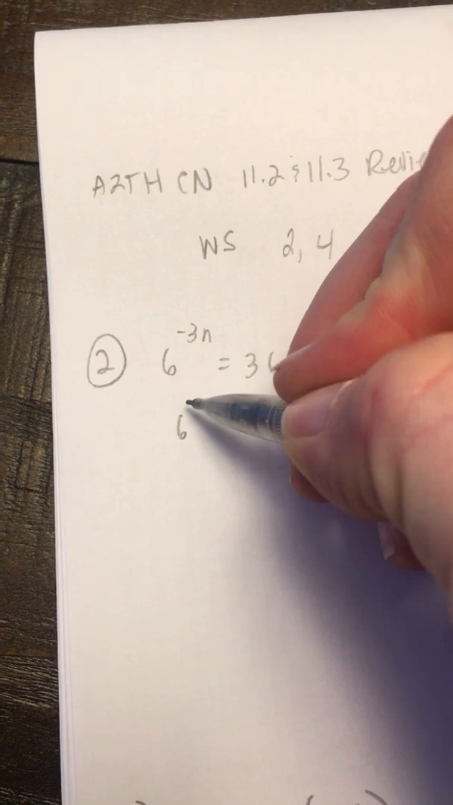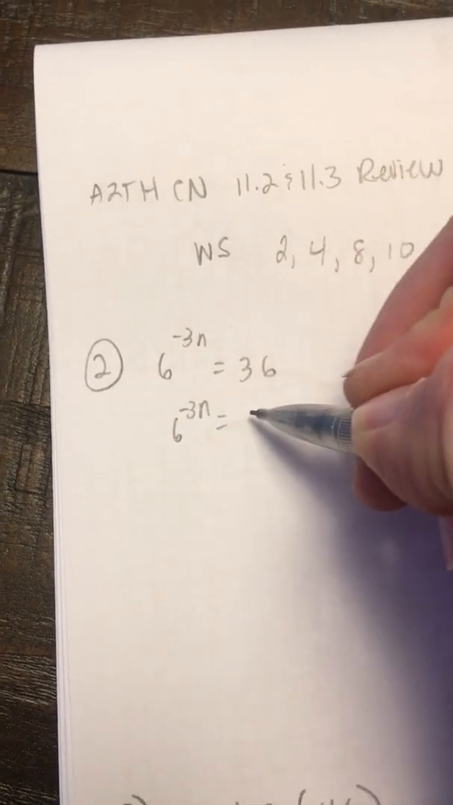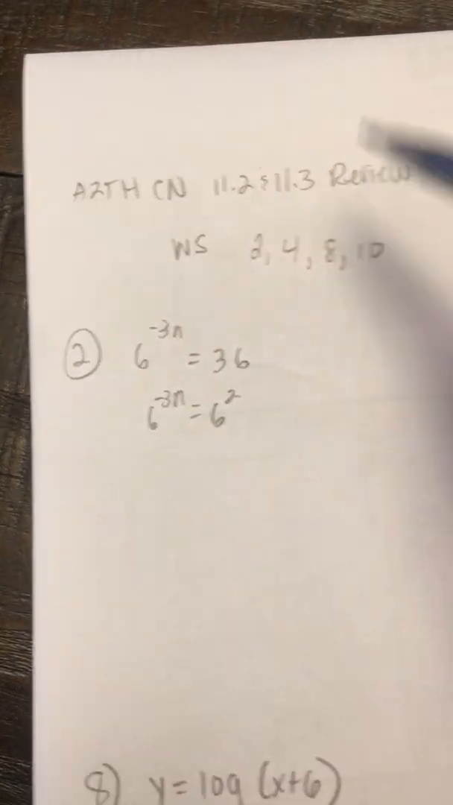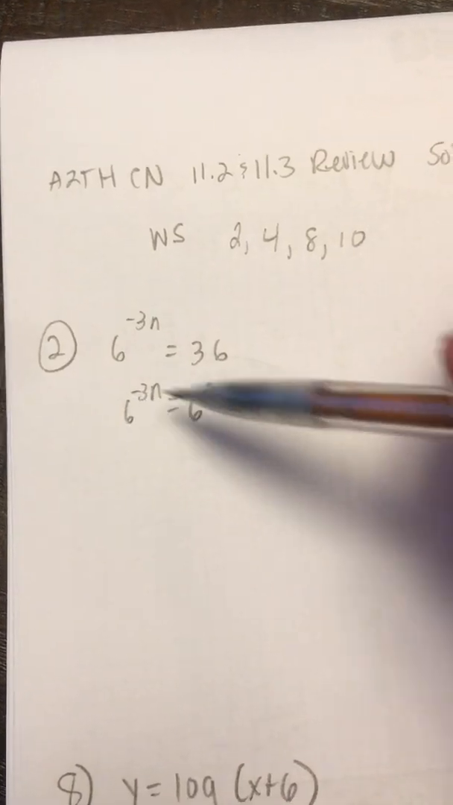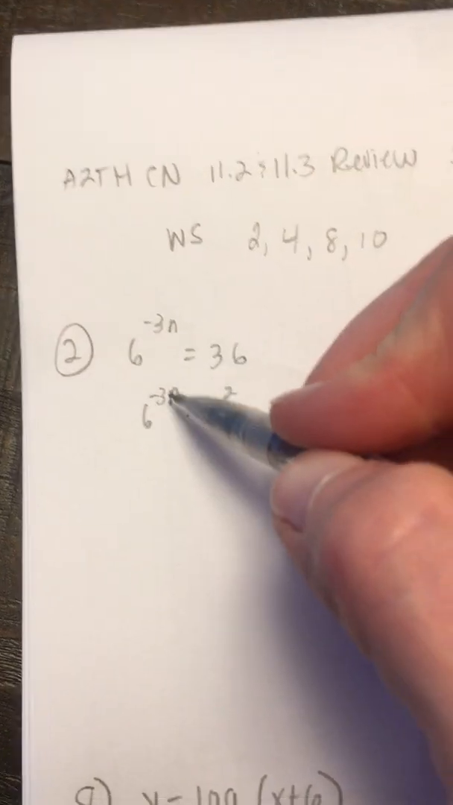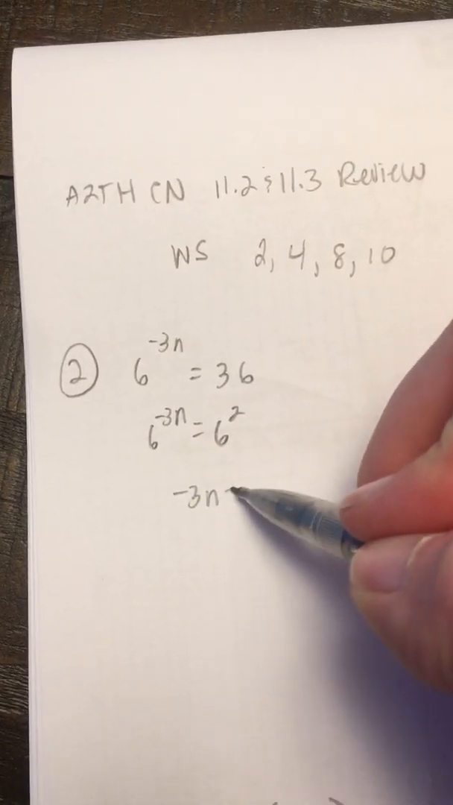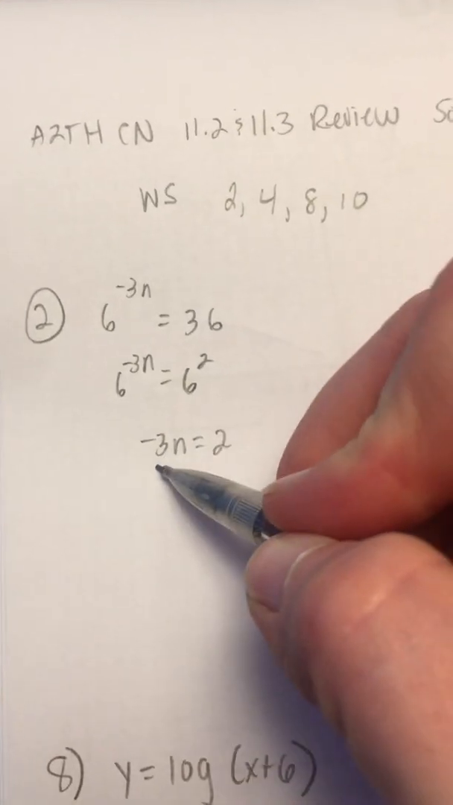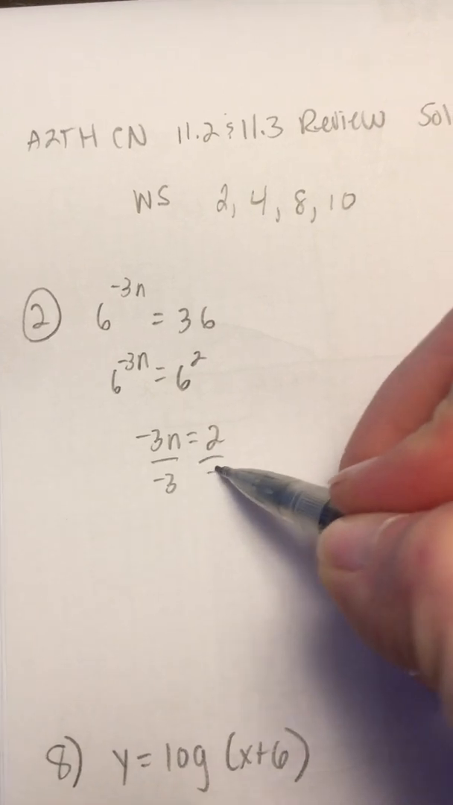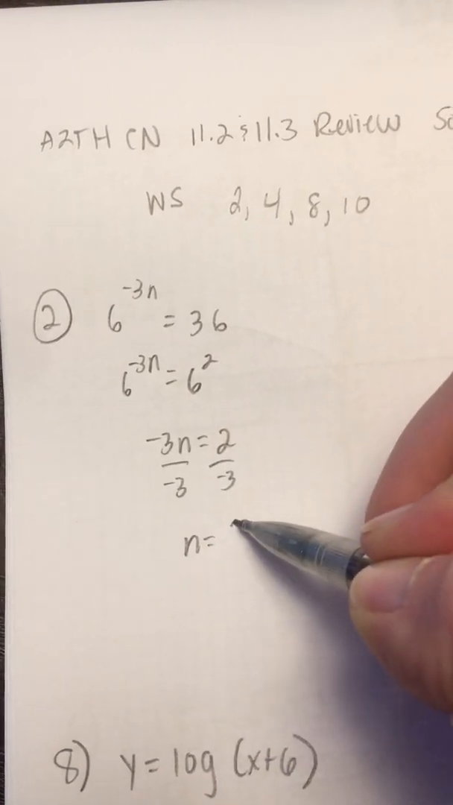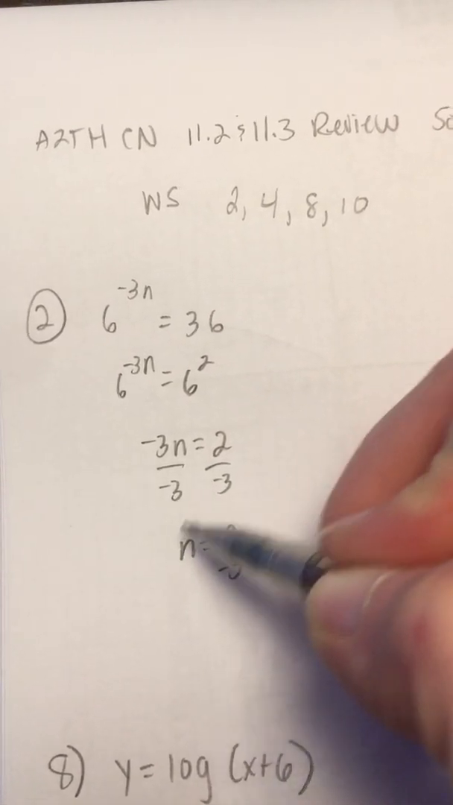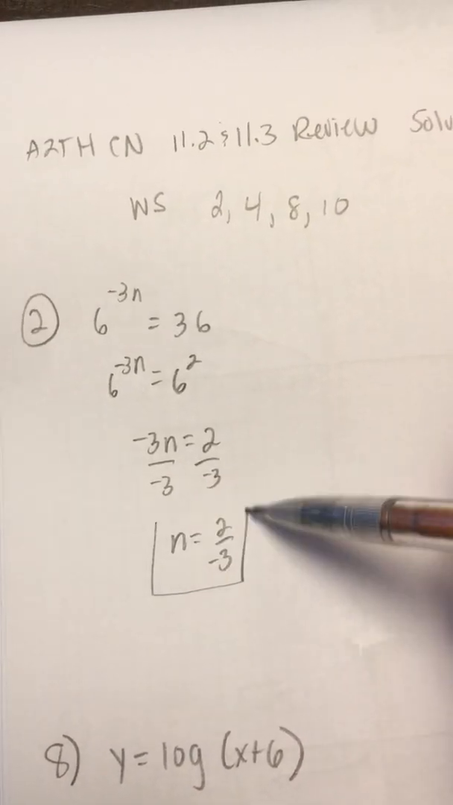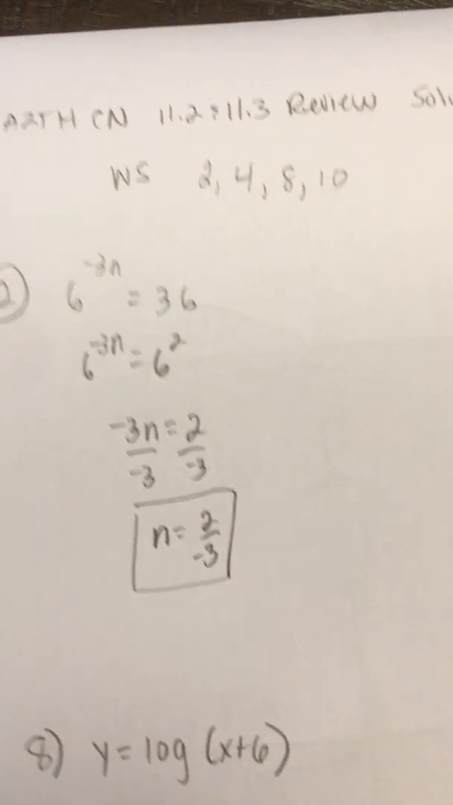So I'm keeping this side 6 to the negative 3n, and this side I'm rewriting as 6 squared. Now, because we have the bases the same, we can use what that property says. Forget about the bases, set the exponents equal, and solve. So I get n equals negative 2/3. And you can always check by plugging that back into the original.